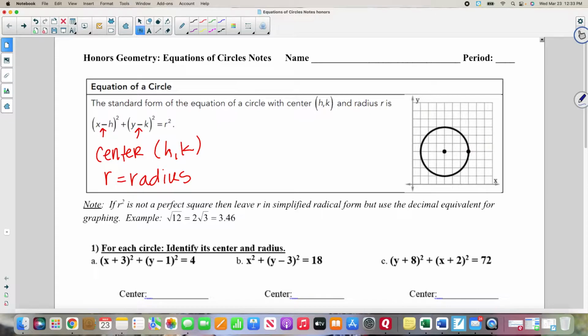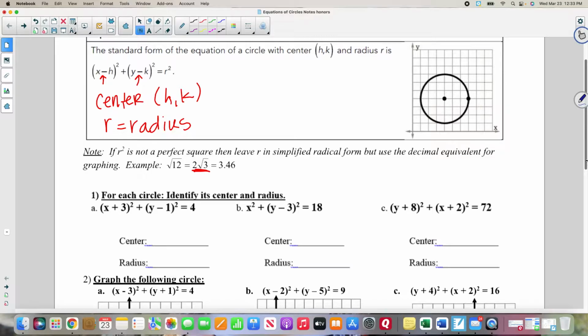Anytime that I give you a radius that is not a perfect square, I would like for you to leave it as a simplified radical. But if you're graphing, you're going to have to change it to a decimal to approximate. Okay? So when I go to number 1, it says identify the center and the radius. When I look at this, my center is (-3, 1). Change your signs. And your radius is 2, because this number is r squared.